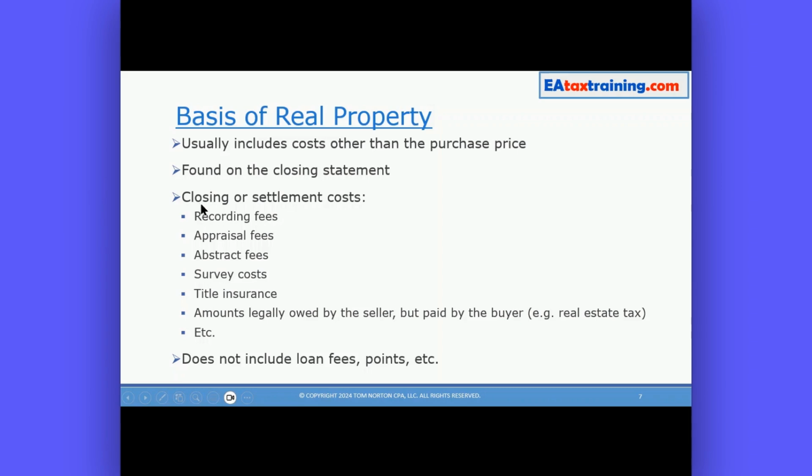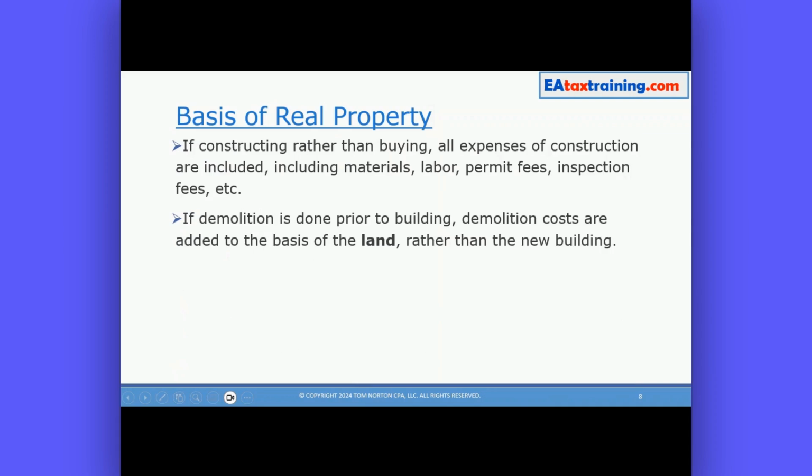And so you'll see some closing or settlement costs, such as recording fees, appraisal fees, abstract fees, survey costs, title insurance, etc. It does not include the loan fees or any fees or points, anything like that, that are related to the loan to purchase the property; those are not included in the basis of the property itself. But what will happen with those fees is you will capitalize those separately and then amortize them. So we will talk about that a little bit later in this video.